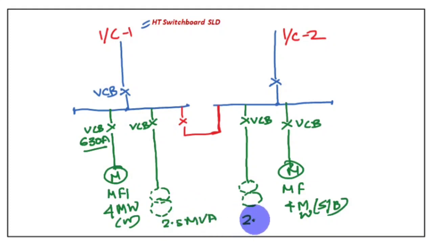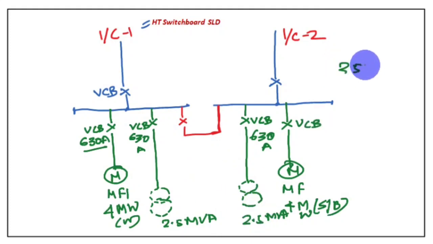This is also 2.5 MVA. So what will be the rating? You can use 630 ampere in each case. For these two transformers you can use 630 ampere. So what is the current for 2.5 MVA at 11 kV?